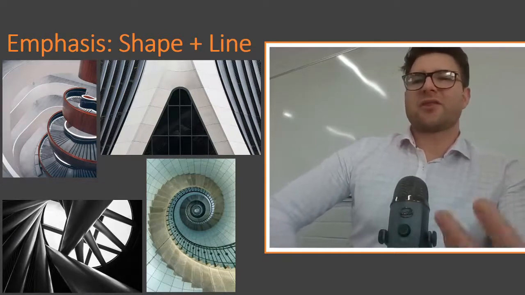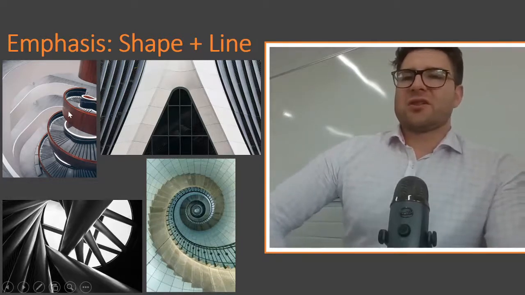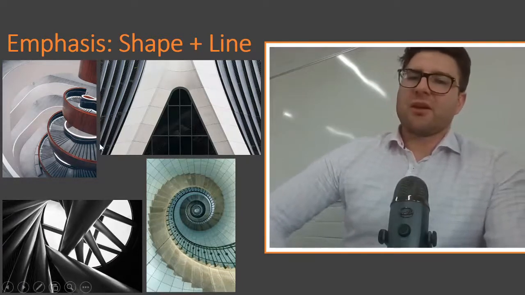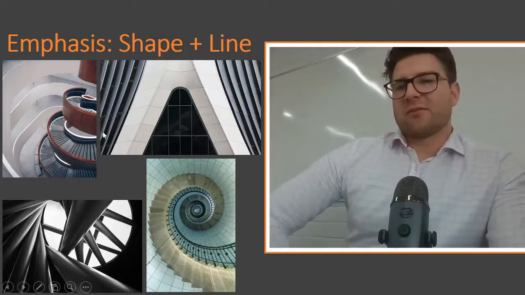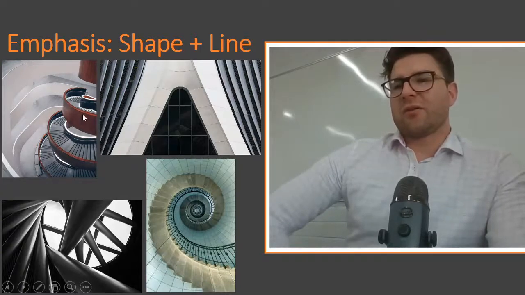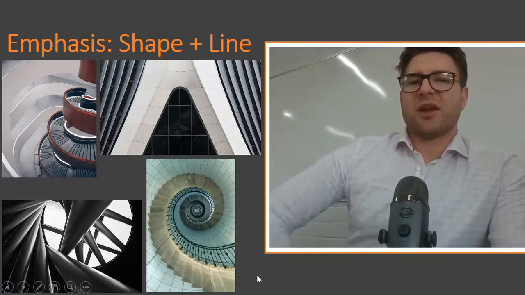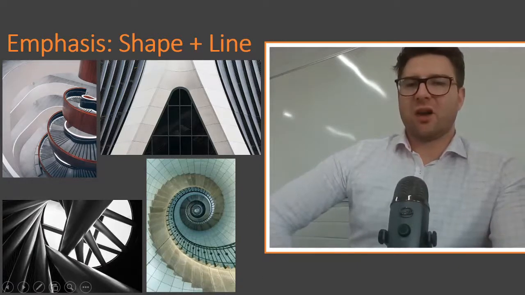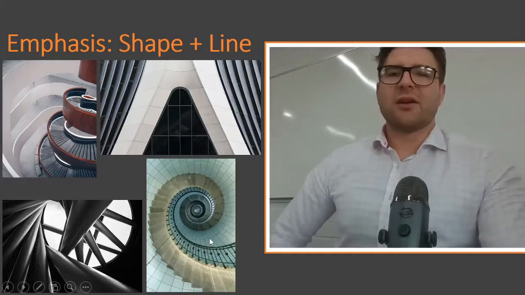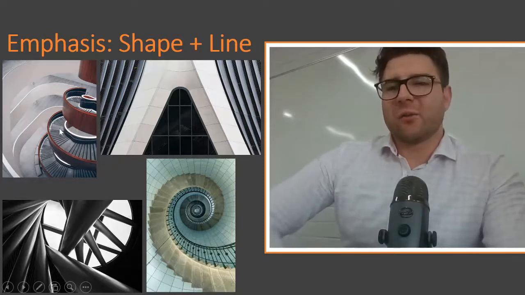So as I said, you're emphasizing an interesting feature of that building. Quite often that'll be interesting shapes or interesting lines that appear in the design of the exterior or the interior of the building. So here we've got some examples of some interesting shapes and lines on the interior of a stairwell inside some sort of building. Same again here. Those interesting shapes and interesting lines, and how they work together and interact together to create this structural thing. And the architecture photographer is seeking to emphasize that in the way that they take that photo.